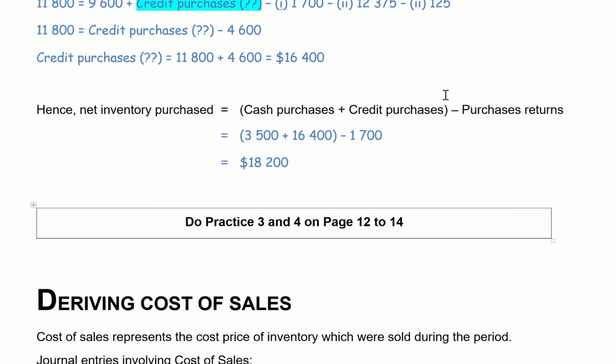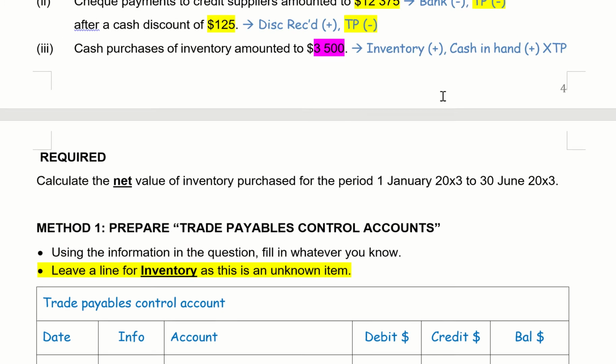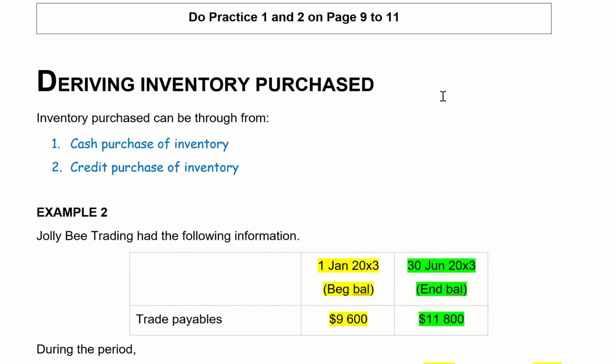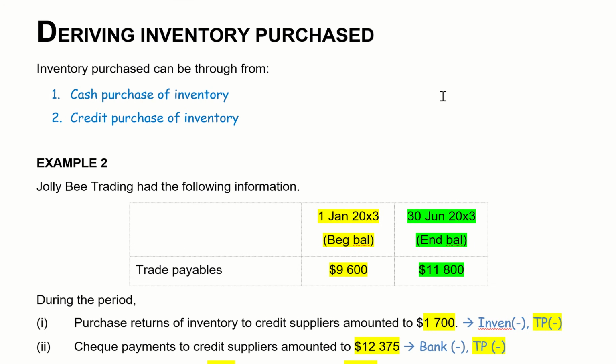And this is the end of the second portion, where you learned how to derive inventory from control accounts and how to calculate the inventory that you purchase. All the best.